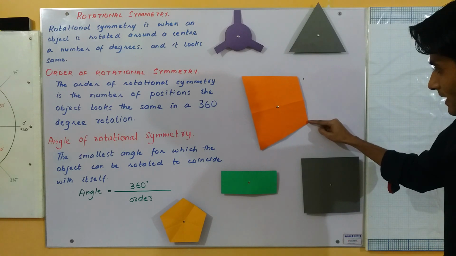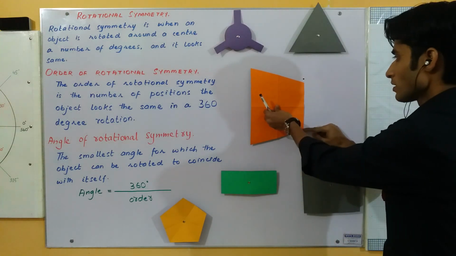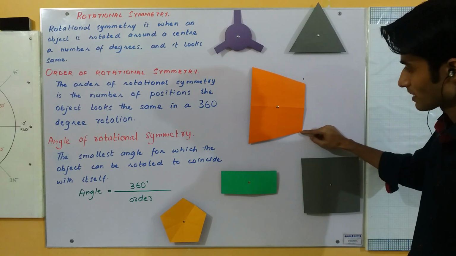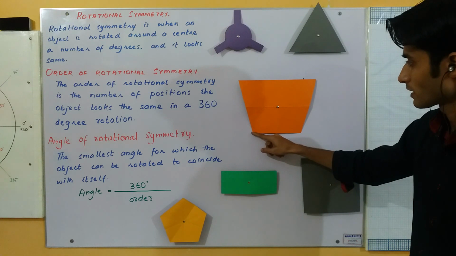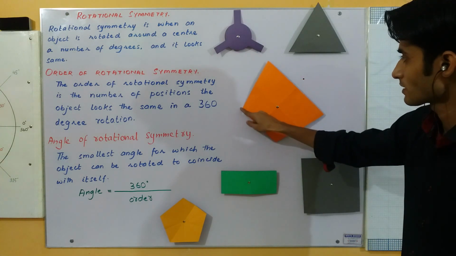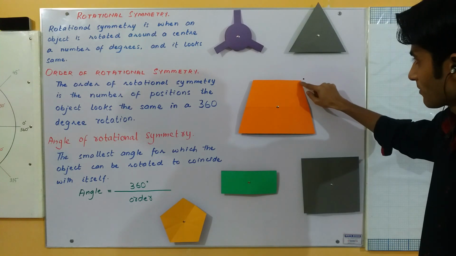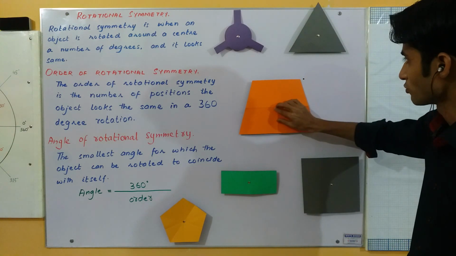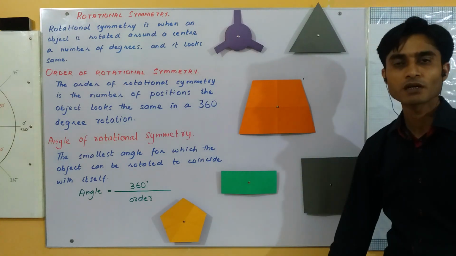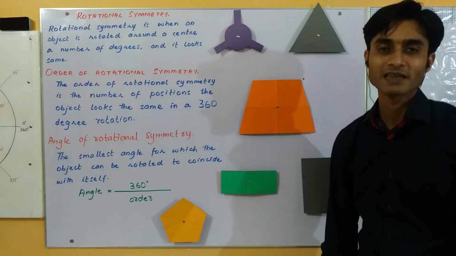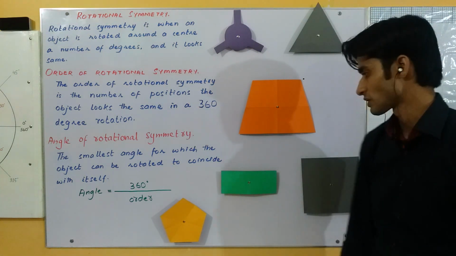I rotated it at an angle of 90 degrees. But does it look the same? No, it does not. Then I take it over here. It does not look the same again. I take it over here. It does not look the same. And then when I take it back to its original position, it has made one complete rotation, but it never looked the same. So the order of rotational symmetry is said to be 1, or no order of rotation.